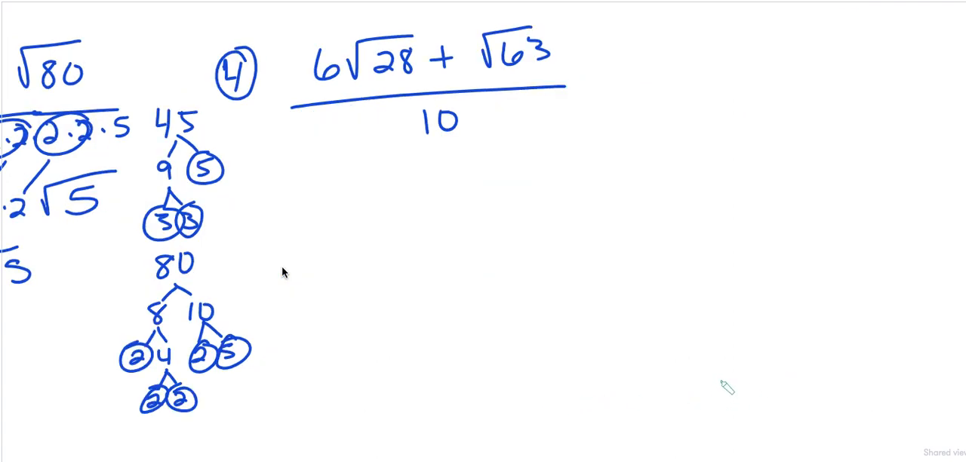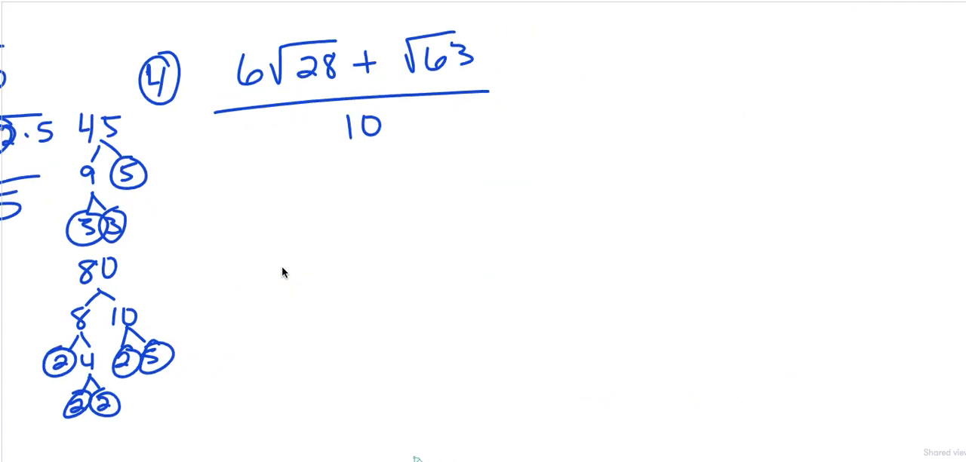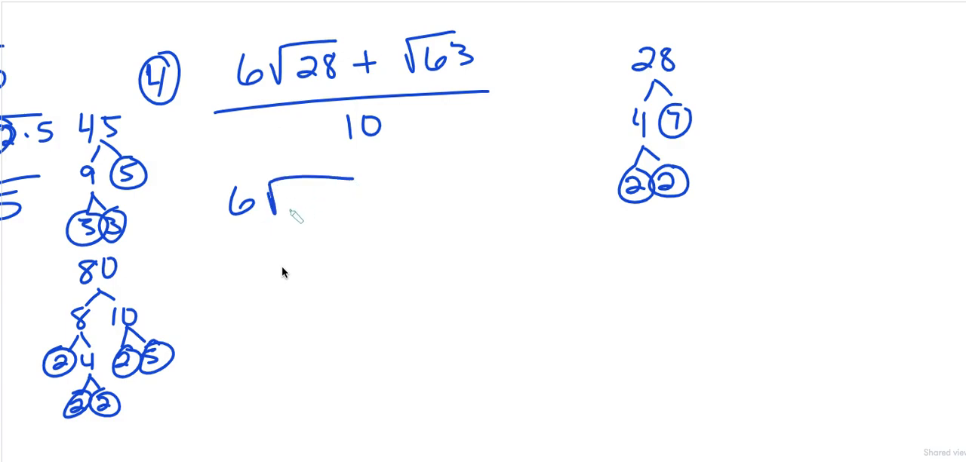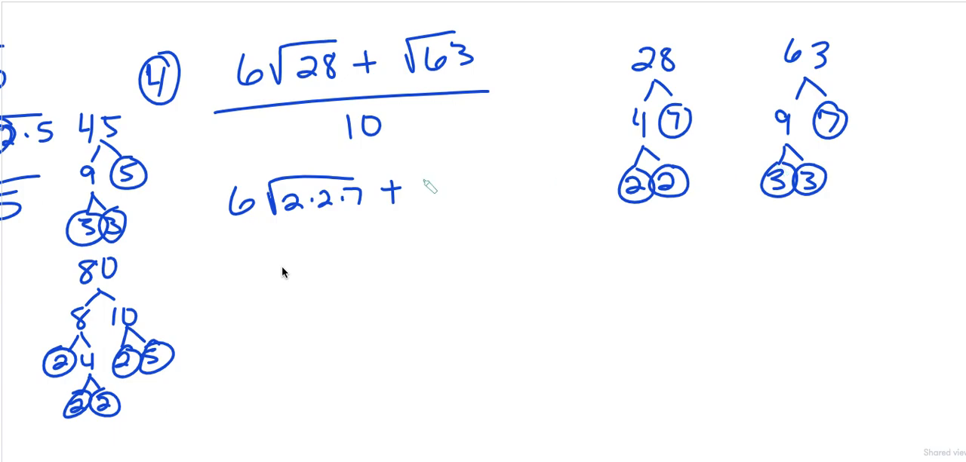All right, the last one now is a fraction, so we're going to go ahead and simplify. We need to simplify 28 first, so 28 breaks down to 4 and 7. 7 is prime. 2 and 2, and 2 is prime. So this is going to be 6 square roots of 2 times 2 times 7 plus 63. Break that down into 9 times 7. 7 is prime. Break down 9, 3, and 3, and 3 is prime. So this is going to be the square root of 3 times 3 times 7 all over 10.